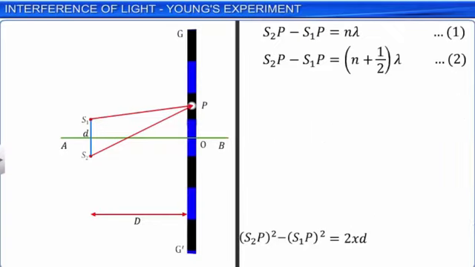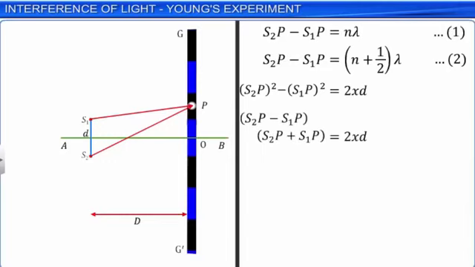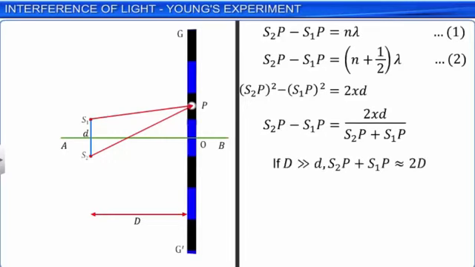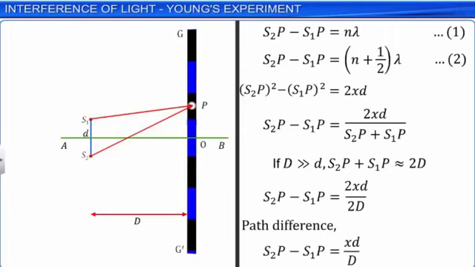This equation can also be written as S2P minus S1P is equal to 2xd by (S2P plus S1P). If capital D is much greater than the small d, then we can assume that S2P plus S1P is approximately equal to 2D. Then the path difference S2P minus S1P is equal to xd by D. Let this be equation 3.